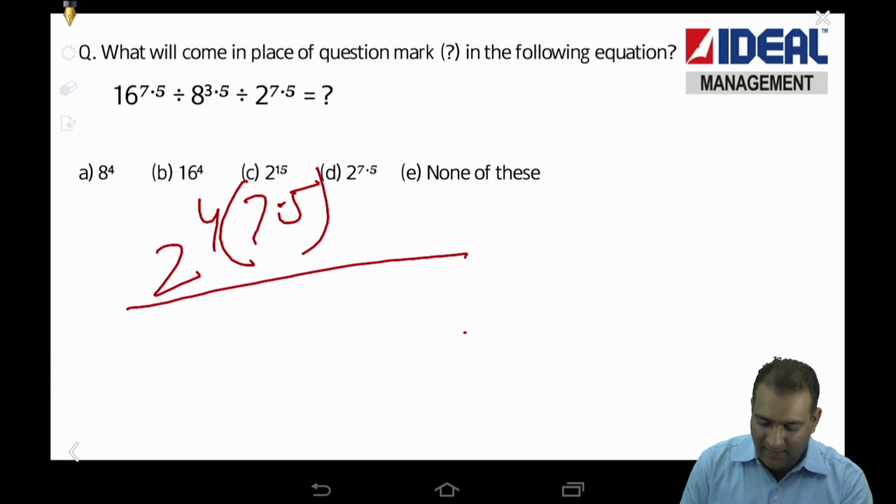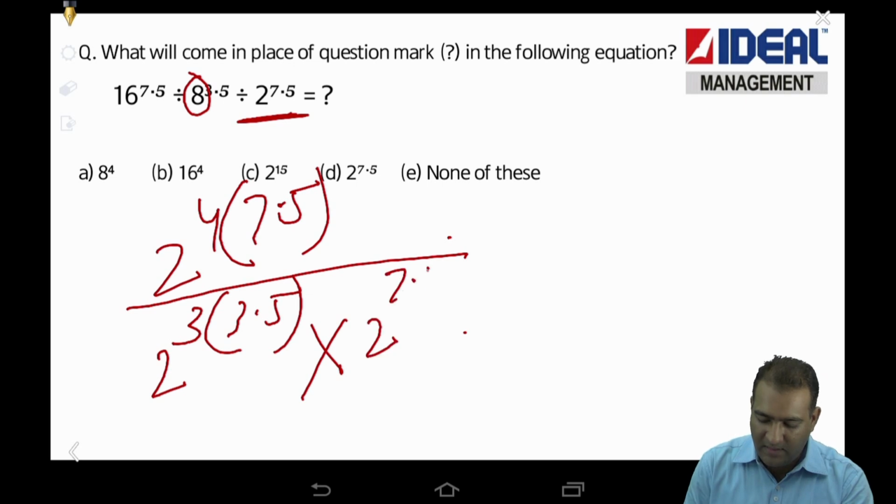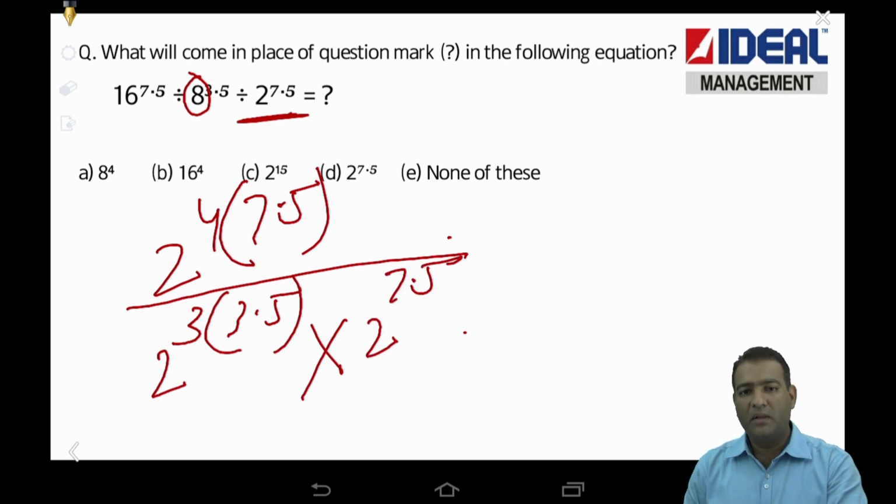Then divide by 2 to the power 3 into 3.5, and this is also division, so this will be 2 to the power 7.5. So all this writing is nonsense, seriously. So do this now, you do it.